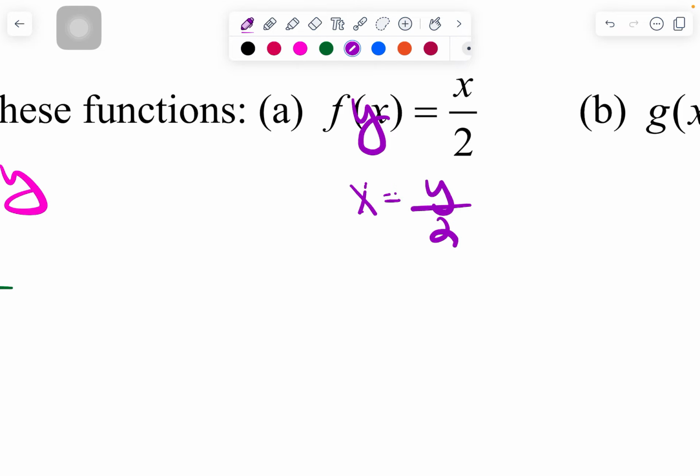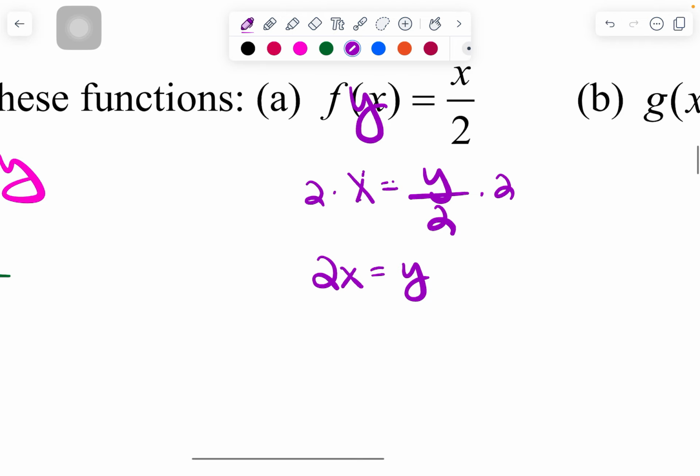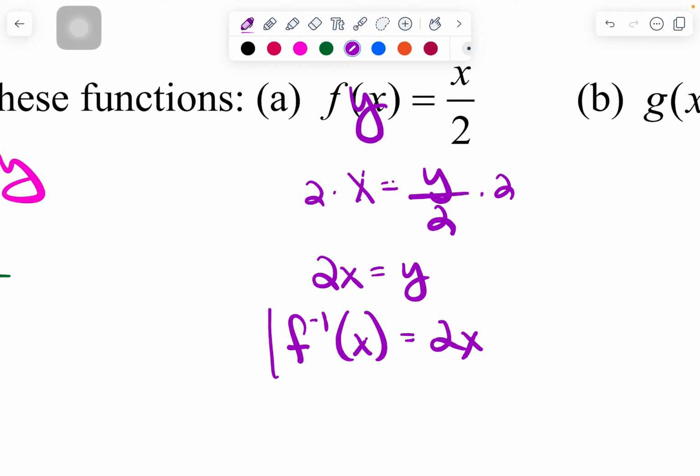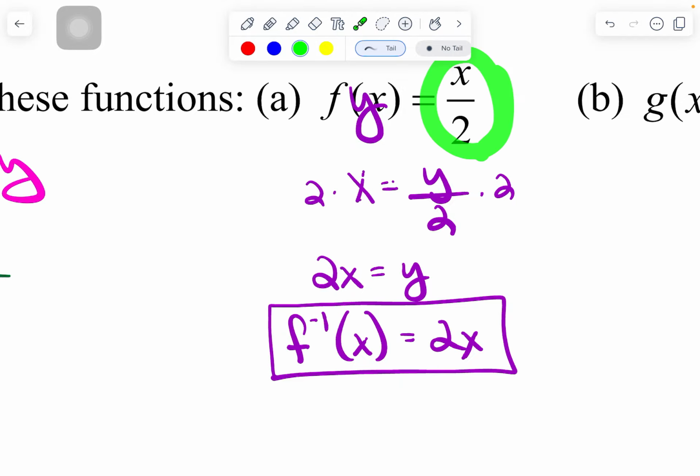So right now it's y divided by 2, so let's go ahead and multiply by 2 on each side. So 2x is equal to y. Now to give it inverse notation, we're going to take the original function notation here, f of x, and it becomes f inverse of x, and that is 2x. All right, so the original function was x over 2, and the new function is 2x. All right, so that's part A.